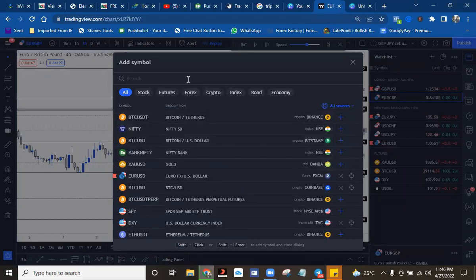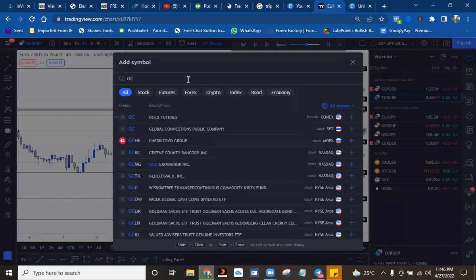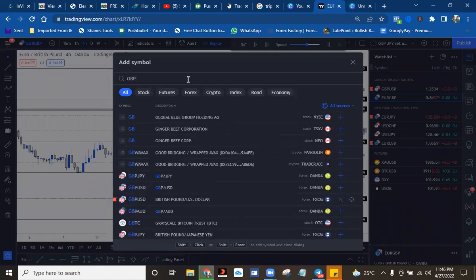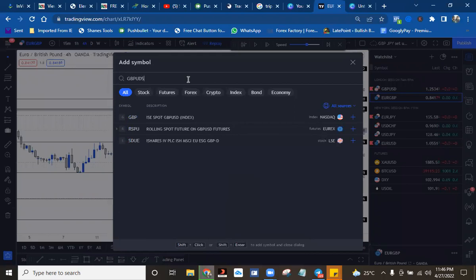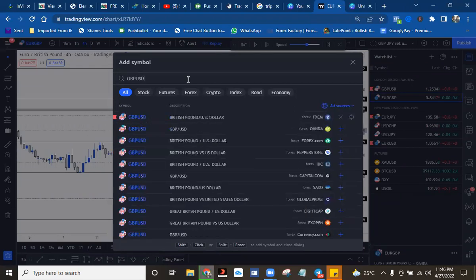So you just want to search, let's say you want to search for GBP USD. All right. So you're going to see a lot of GBP USDs. All you just want to do is to select one of them. Because I have GBP USD in my watch list already, that's why you have this X here. So in case you want to add, you just click on this plus icon. If I click on it, there will be another GBP USD on my watch list here. So if you click on the plus icon, you see GBP USD has just been added here.